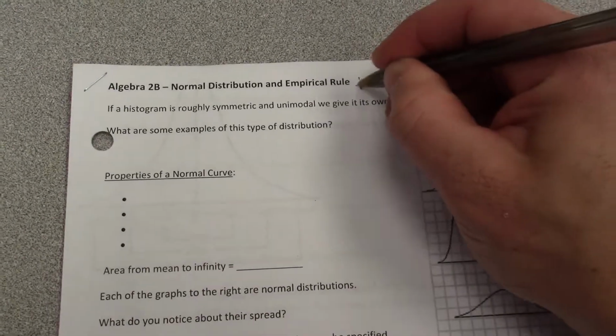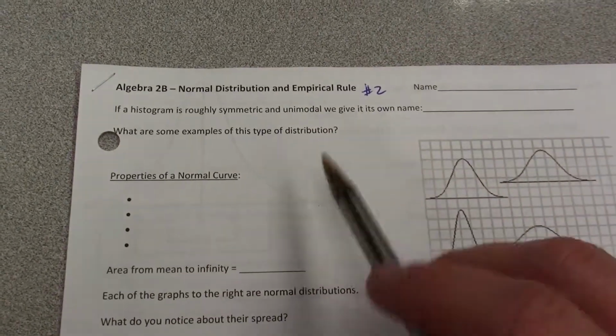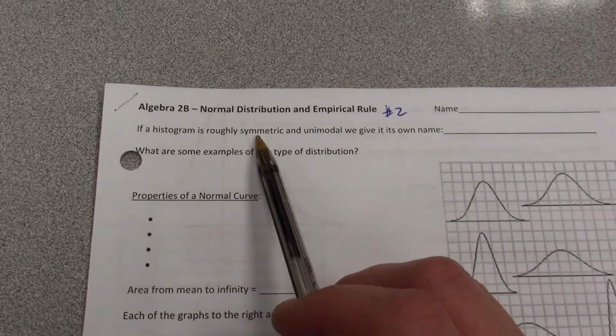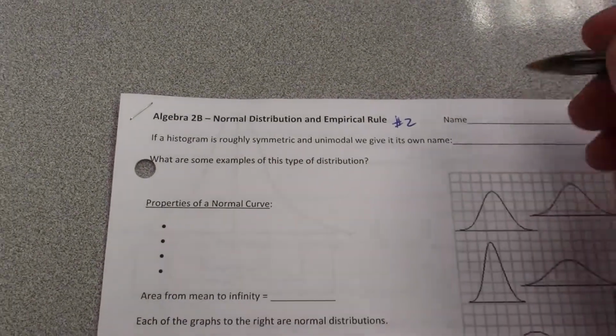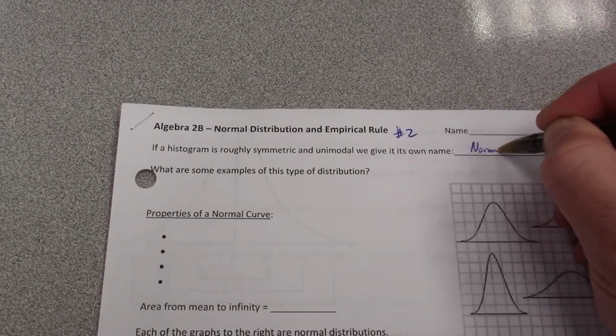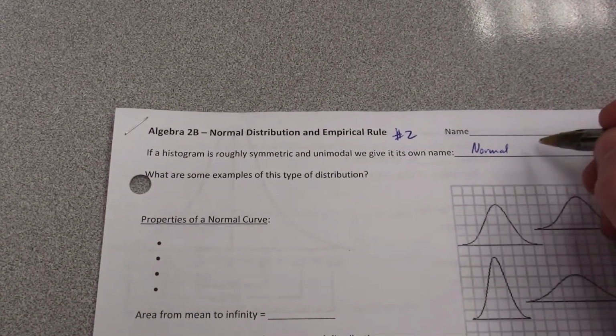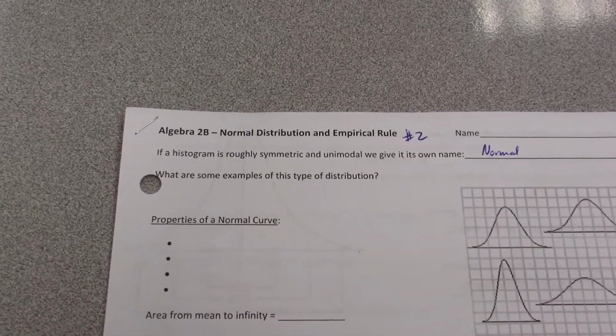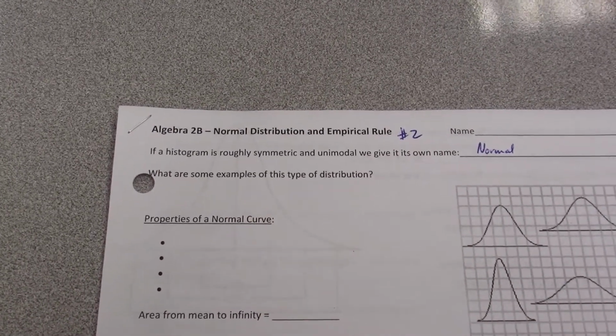Alright, so this is the second set of notes, and this is going to be about normal distributions and the empirical rule. If a histogram is roughly symmetric and unimodal, what we do is we call it a normal distribution, or sometimes we just say that it is normal. So what are some things in the real world that just have a normal distribution?